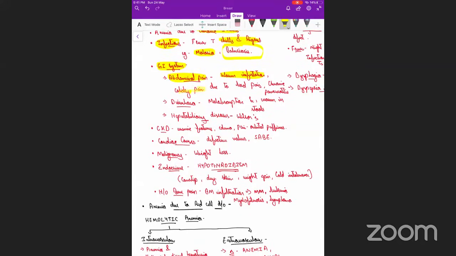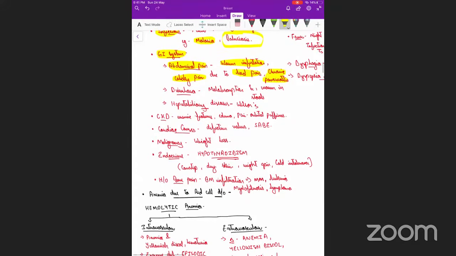Then if it is colicky pain in the abdomen, then we can think of lead poisoning, or we can think of gallstones as we saw in our case today. And even chronic pancreatitis as well can cause it. Then comes diarrhea.